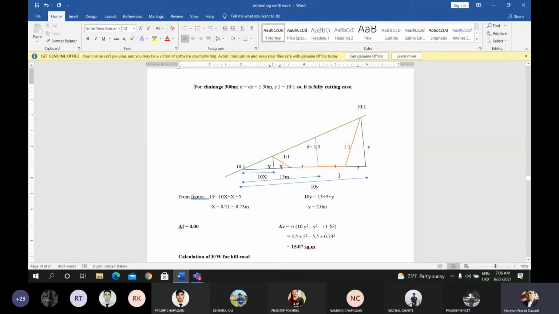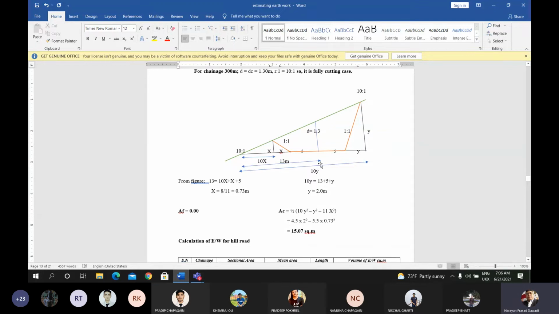Okay, you can do it in this way. Now for the 13 meter length, this is 5 plus x plus 10x. 5 plus x plus 10x will be 13 meter.